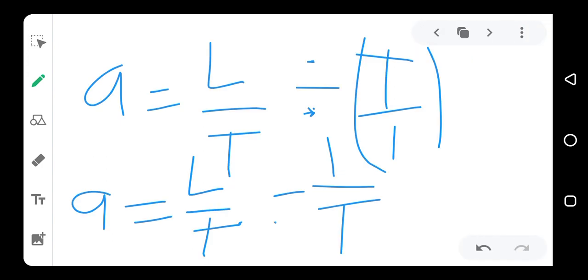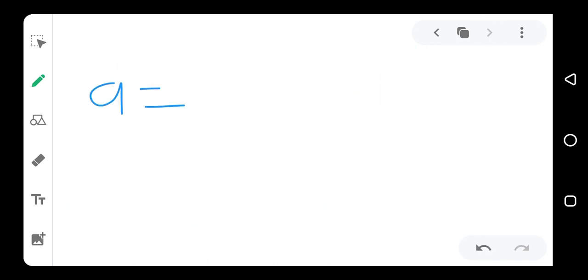And so we have that acceleration is equal to, this is multiplication now. If we put multiplication and remove division here, we invert the second. So we have 1 over t. So we times L times 1 and t times t. So we have L times 1 is L over t times t is t squared. So acceleration is equal to L over t squared.